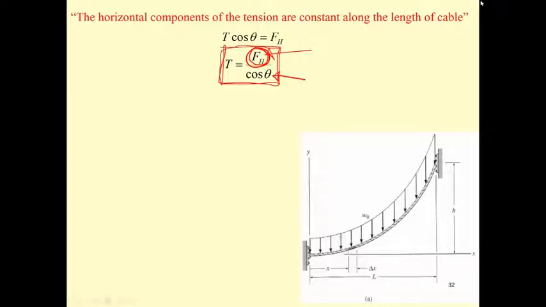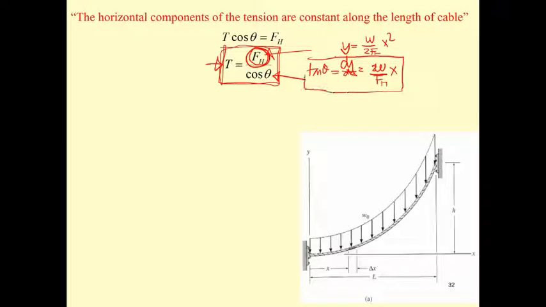If we know this theta, we can find the tension at any point of the cable. If you may recall, we have y equal to the cable equation, w divided by 2 F sub h, and then x squared, and then dy by dx is equal to w divided by F sub h times x. And this is going to be tan theta. If you determine the theta from this equation for any given x, you may determine the tension in the cable.